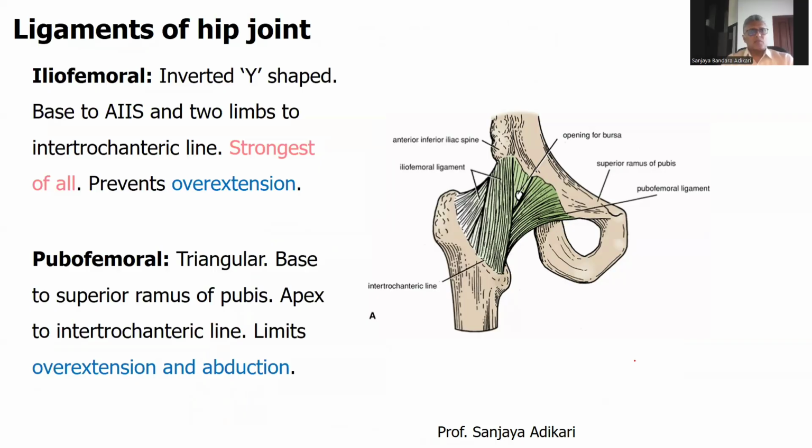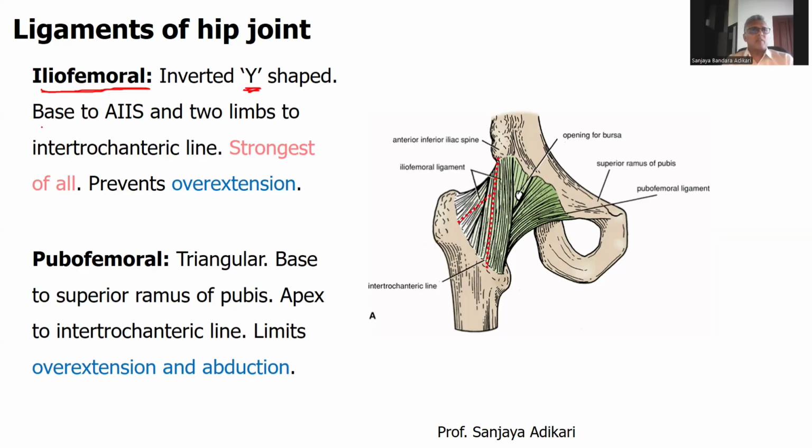Then, ligaments of the hip joint. There are several ligaments for stability. Three important ligaments are there, and there are additional ligaments also. The most important ligament out of all the ligaments of the hip joint is the iliofemoral ligament, which is a Y-shaped ligament. It's an inverted Y. This is how it is placed.